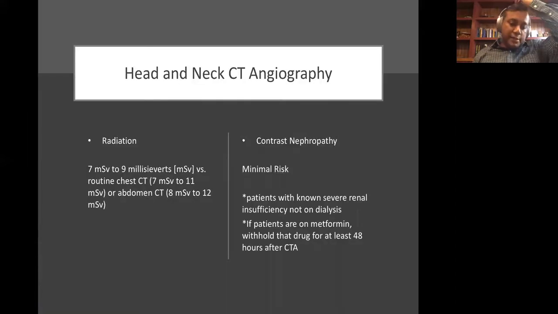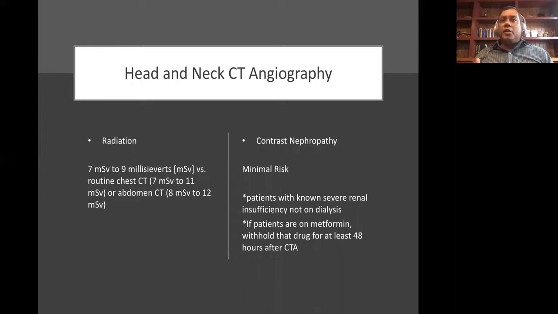Now, I'm aware that some people still have concerns about head and neck CT angiography with radiation, and then with the issue about contrast nephropathy. And so I wanted to put to rest some of these concerns. The radiation with a head and neck CT angiogram, if optimally acquired, is on the order of around 7 to 9 millisieverts. If you compare that with a routine CT chest, 7 to 11 millisieverts, or a CT abdomen, 8 to 12 millisieverts. So it's, relatively, less radiation.